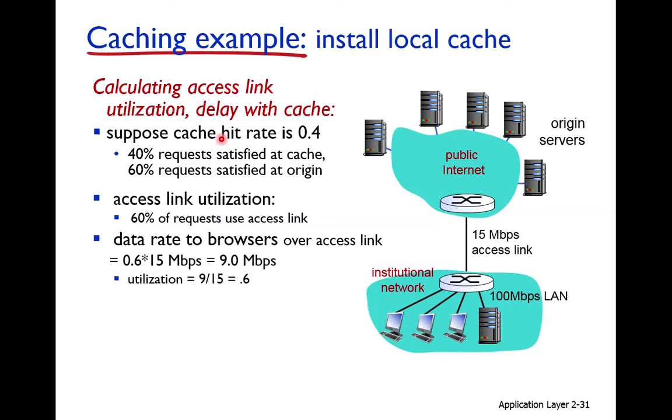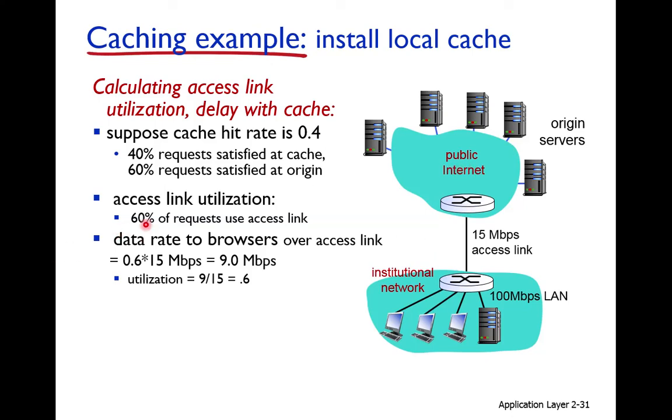Suppose that the cache hit ratio is 0.4. What does it mean? It means that 40% of requests can be satisfied at the cache, and the remaining 60% have to access the origin server through the access link and through the internet.